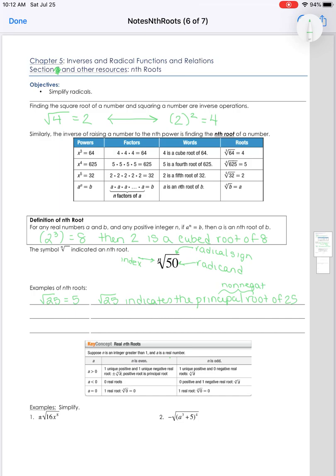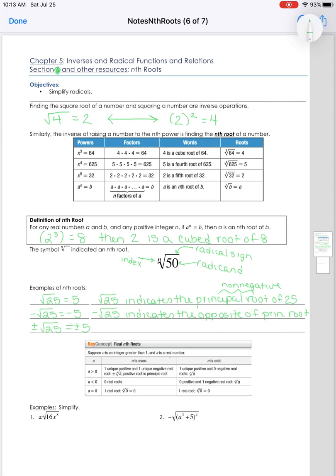All right, and examples of nth roots. I could say the square root of 25. Well, the square root of 25 is 5. Okay, so the square root of 25, what that means is that indicates the principal root of 25. And what we mean by the principal root is that's the non-negative root. So non-negative. If I tacked a negative in front, like the negative square root of 25, well, that would give you a negative 5 for an answer.